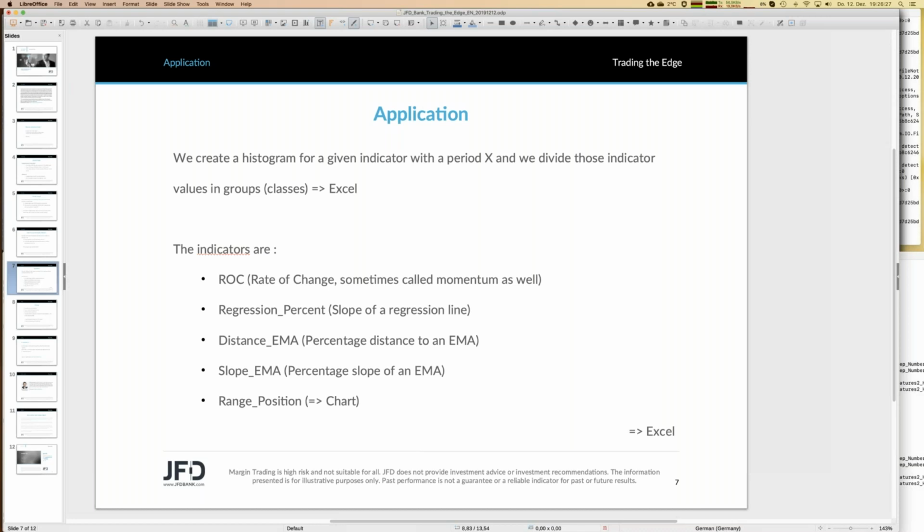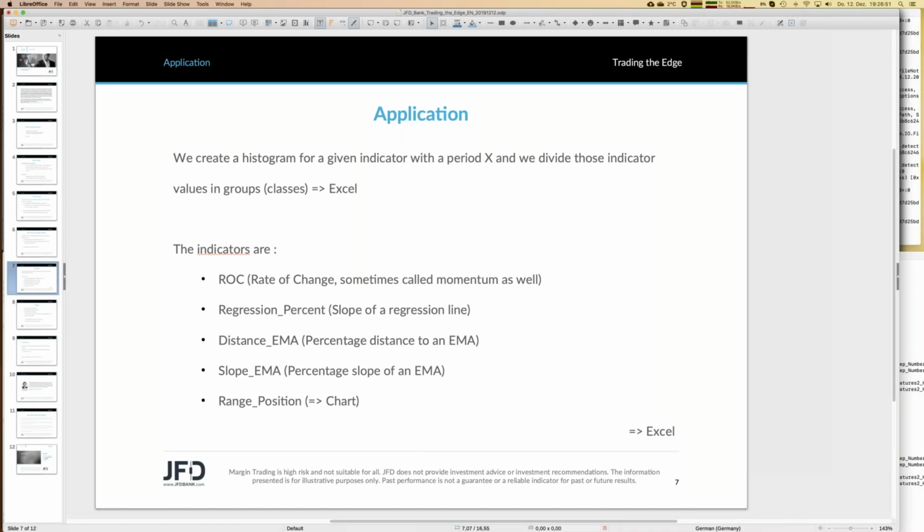Or we go for the distance to a given EMA. So if you have an EMA 15, then the actual price has a percentage distance to that EMA, and that might be a good hint, or a good indicator as well. Slope EMA, quite easy once again. It's the same EMA, but now we measure the slope.